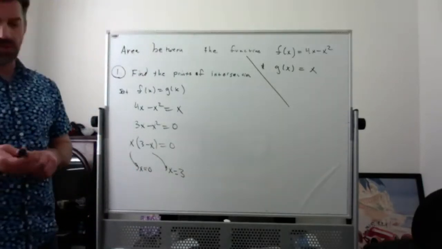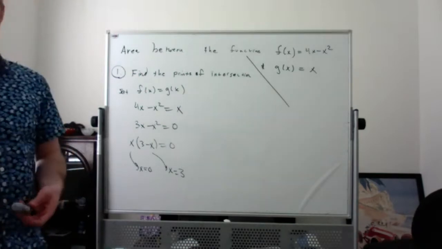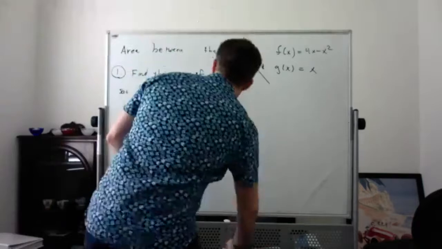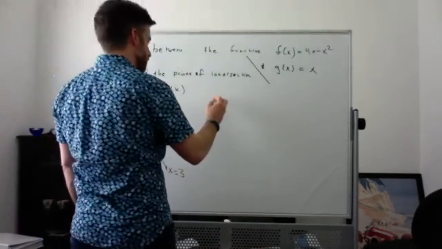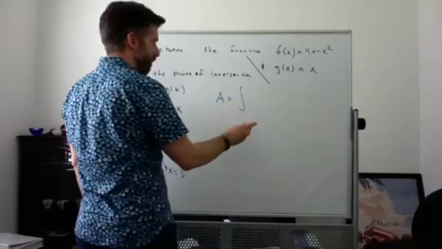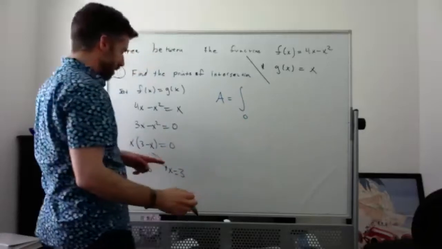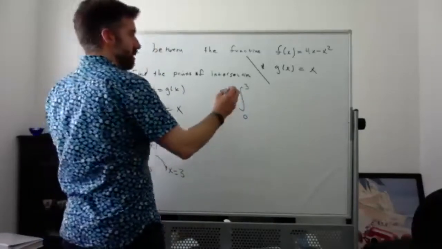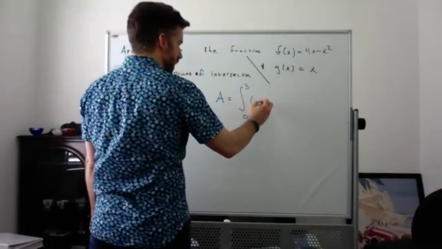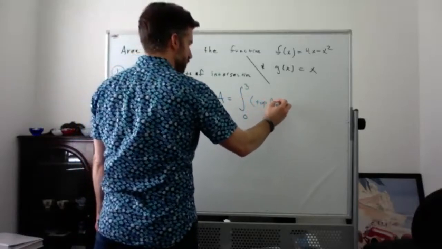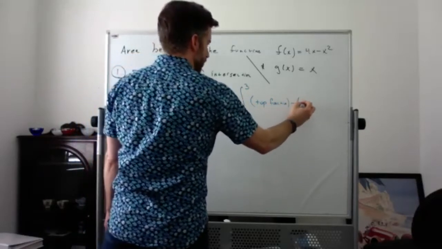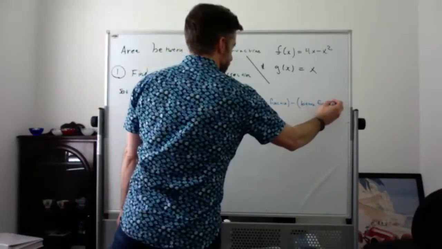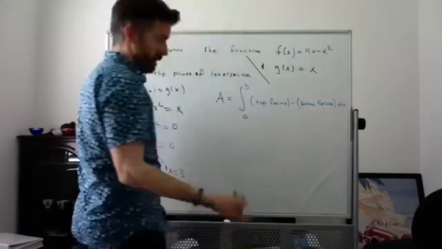And so I'm going to graph this at the end, but I want to try and do it without graphing to show you guys how I think about doing this without graphing. So I know to find the area, it's going to be the integral from the lower value point of intersection to the upper value point of intersection. And then it's literally going to be what I usually write as the top function minus the bottom function, dx, of course.